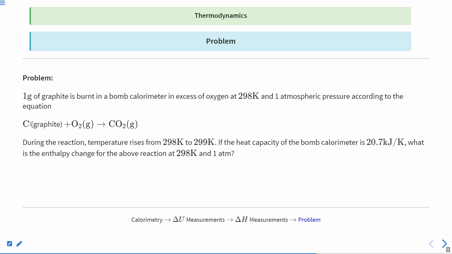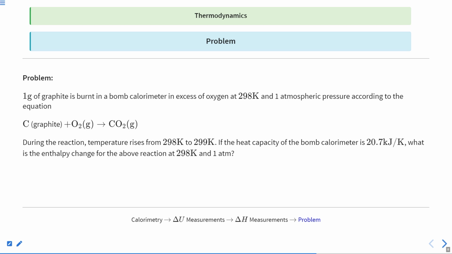So what are we doing? We are taking graphite, which is C. We are reacting it with oxygen to give CO2. Now during the reaction, temperature rises from 298 Kelvin to 299 Kelvin. Temperature change is clearly mentioned. Okay, one more very, very important thing. Suppose it was given in degree Celsius instead of Kelvin, right? Then if you take out the difference, both in Kelvin and degree Celsius, the difference would be the same. Just try to do it.